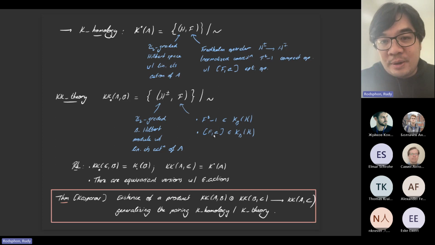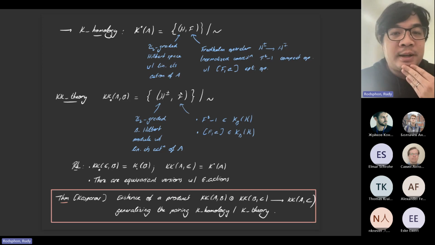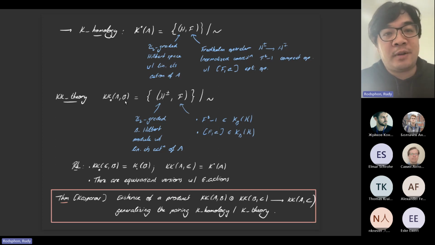And some condition about commutators like this. So one way I like to think about this here: what is KK of A, B? It's basically like a relative version of the K-theories that you had before, but relative to morphisms, if you want.